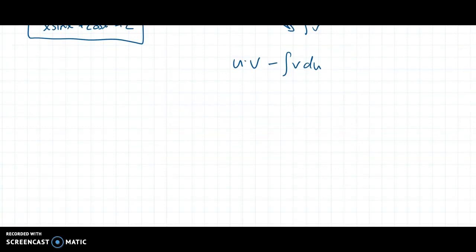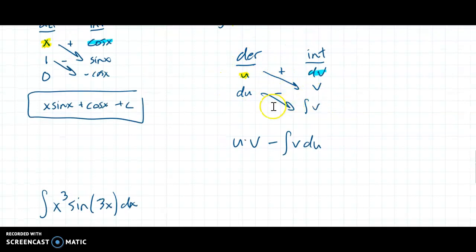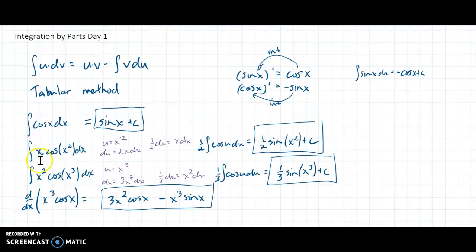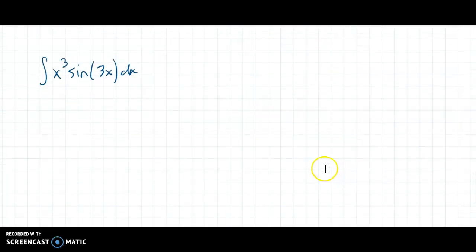Okay, we are gonna do the integral of x cubed sine of 3x dx. Now, this one, we're definitely going to use the tabular method. And I hope you're convinced that the tabular method matches this formula, and that if I go up to the top, the formula has to be true because of the product rule. So hopefully you're convinced that we are allowed to do this.